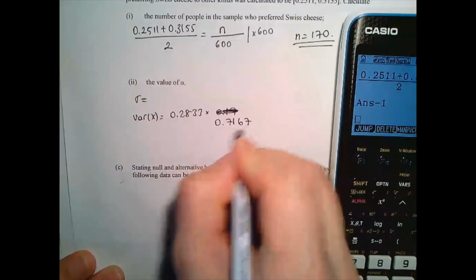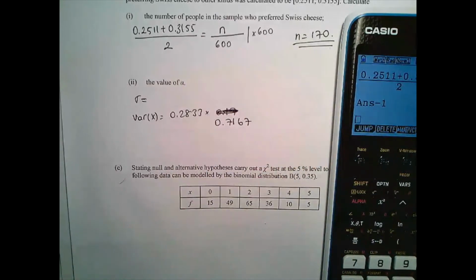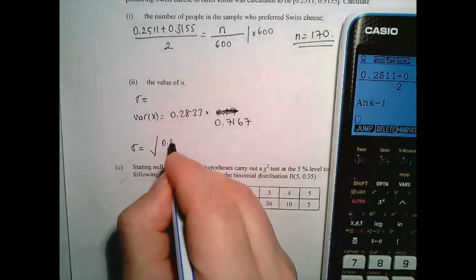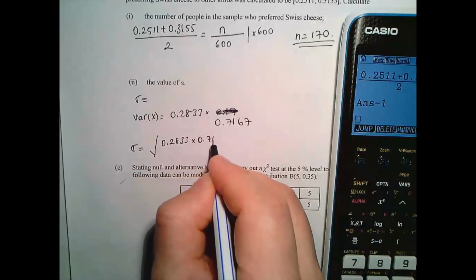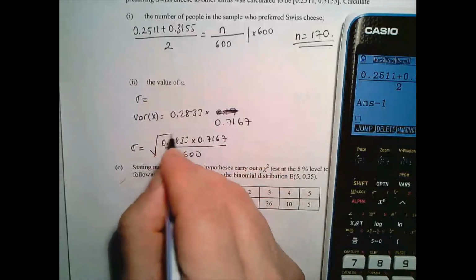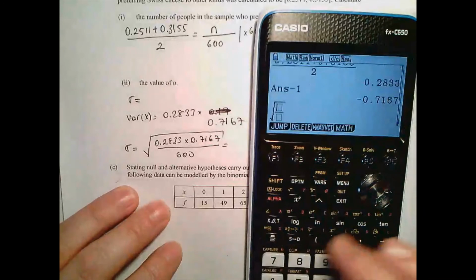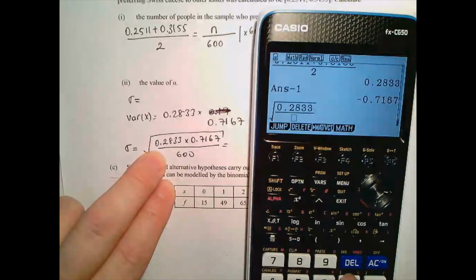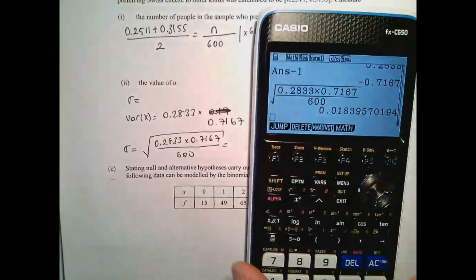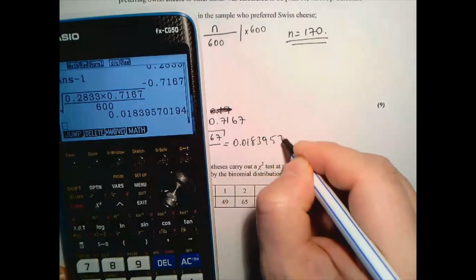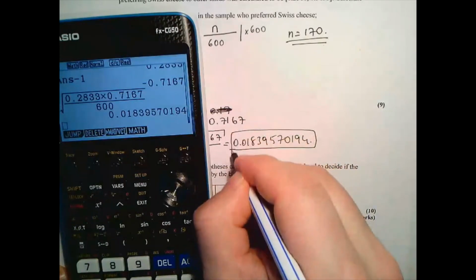Okay, 0.7167. This is my variance. What is the standard deviation? We have a sample of 600. So the standard deviation is the square root of 0.2833 times 0.7167 divided by 600. I recommend you type it all in. So this is equal to 0.01839570194. This is my standard deviation.